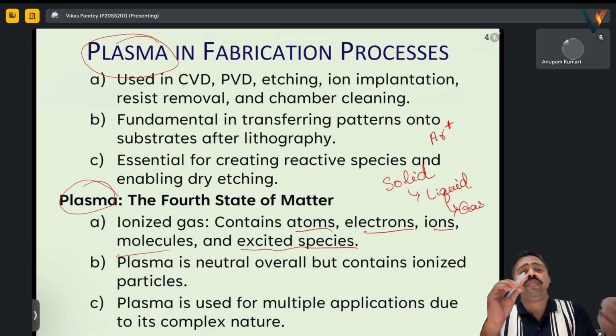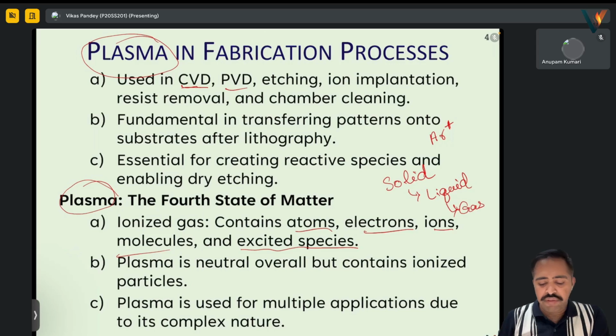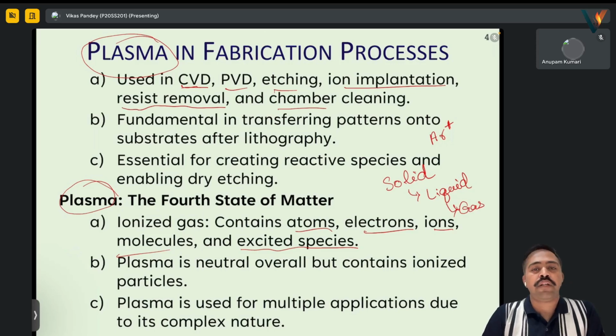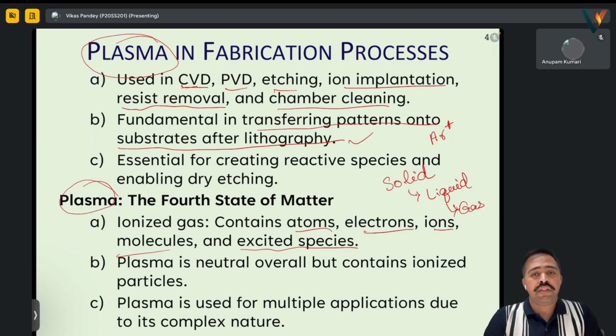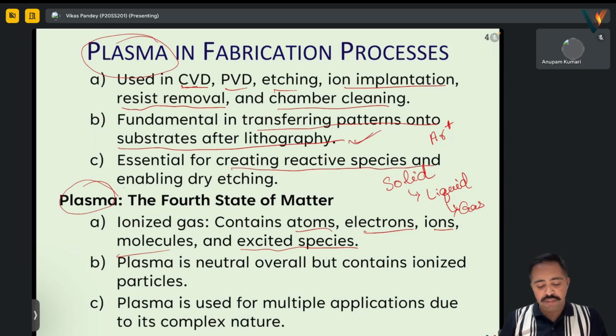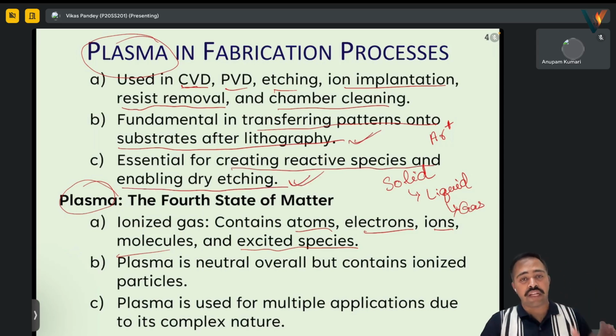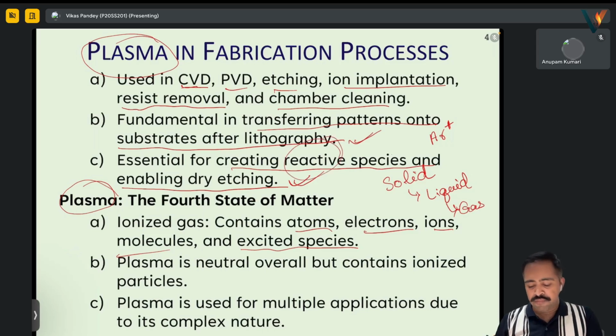Okay, so these are commonly used in CVD, PVD, etching, ion implantation, resist removal, and chamber cleaning in case of micro and nanofabrication. It is also fundamental in transferring patterns onto the substrate after lithography. Lithography is the basic technique. Plasma is also used. It is very essential for creating the reactive species and enabling dry etching. So when we are talking about dry etching, it is commonly called plasma etching, or reactive ion etching, and these reactive species are generated using plasma.